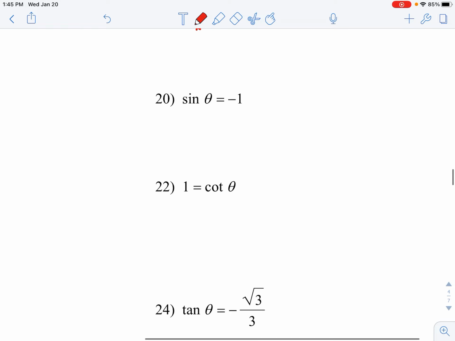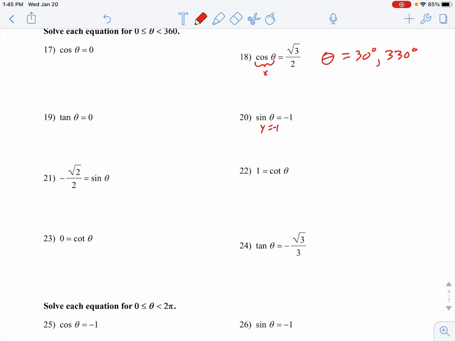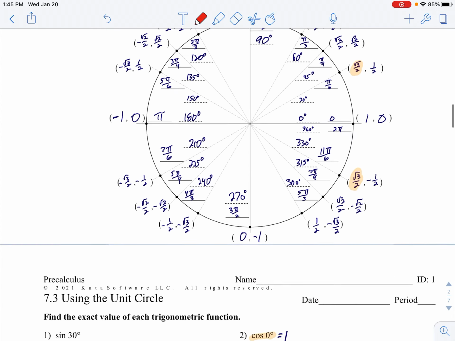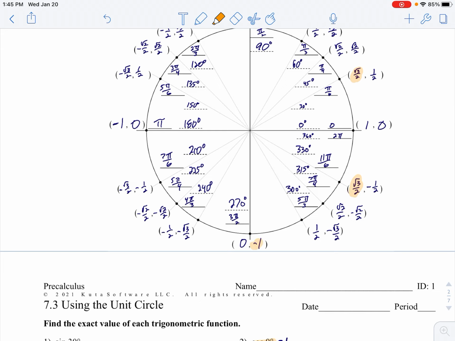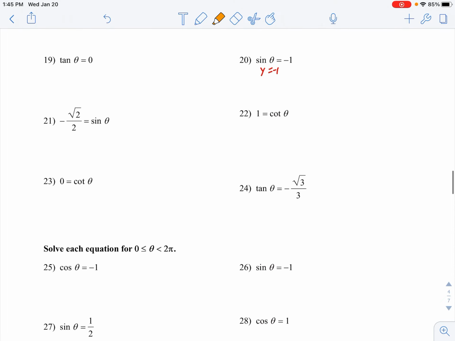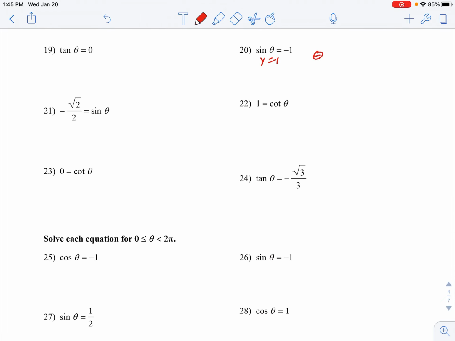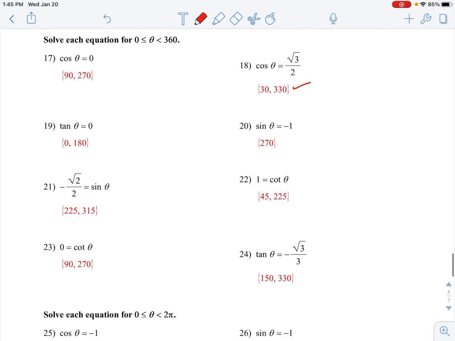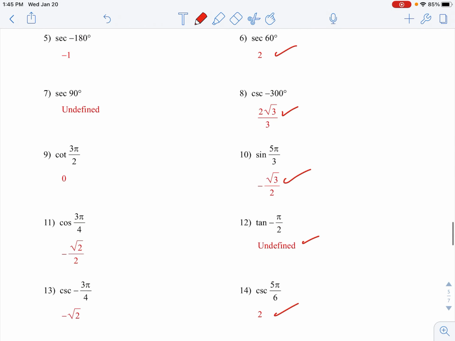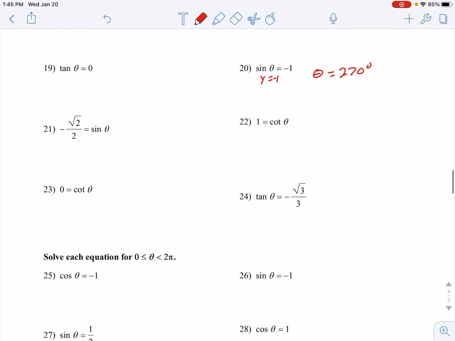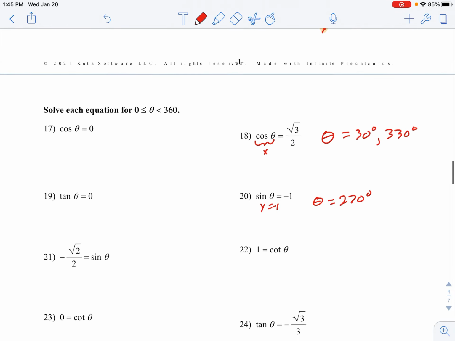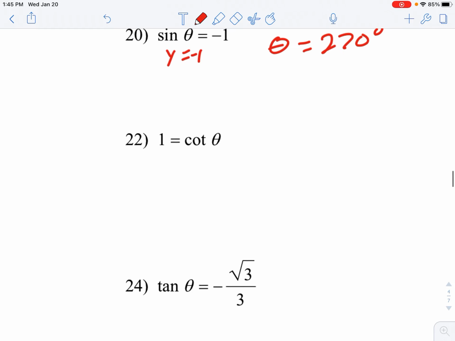Number 20, sine of theta equals negative 1. Sine on the unit circle is a y value, so we're looking for any y value in the diagram that equals negative 1. Well, that only happens once right there, and that's a 270 degree angle. So that is theta equals 270 degrees. And honestly, I caught a glimpse of that answer before I even started. Feel like you're getting it? And you don't have to worry about any negative angles here. That's kind of good.